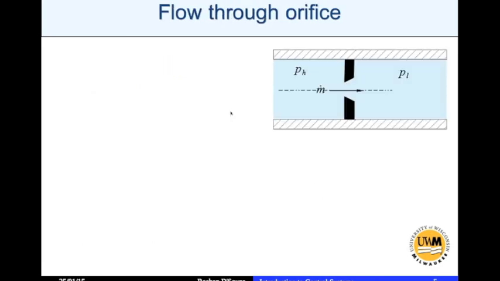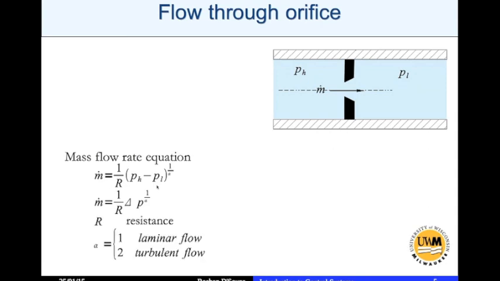Now we look at flow through orifice. The orifice is essentially a resistance to mass flow. So you have a tube where you have the high pressure side and low pressure side. This is the orifice. m dot is the mass flow rate through the orifice. I can write the mass flow rate equation as m dot equals 1 divided by R times (PH minus PL) to the power of 1 divided by alpha. Or you can write m dot equals 1 divided by R times delta P to the power of 1 by alpha. Delta P is the difference in pressure, PH minus PL. R is the resistance and alpha is a parameter that denotes either laminar flow when alpha equals 1 or turbulent flow when alpha equals 2.